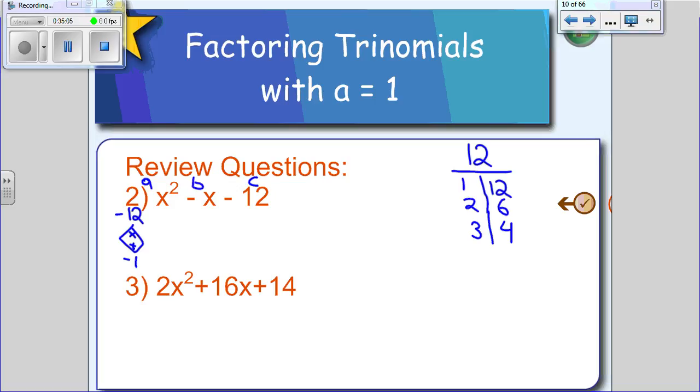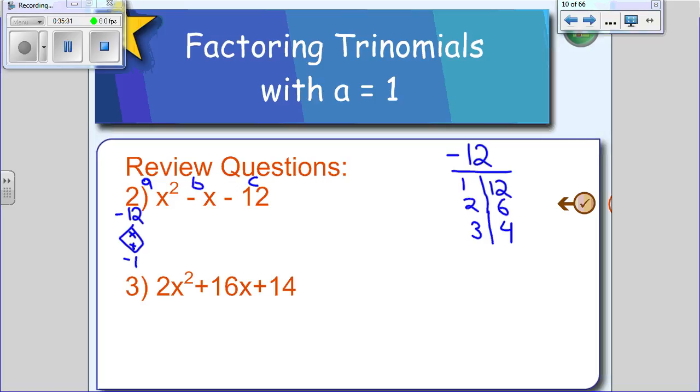A little trick I use is rather than trying to add these together, figure out which one of these would add to be negative 1, I'm going to try to figure out which sets of these numbers are one number apart. Because that would mean if I subtracted them, I would get negative 1. For instance, like 1 and 12, they're 11 apart. 2 and 6 are 4 apart. 3 and 4 are 1 apart.